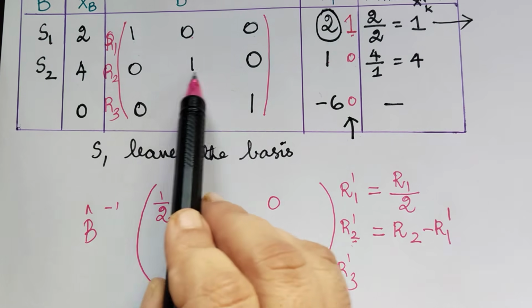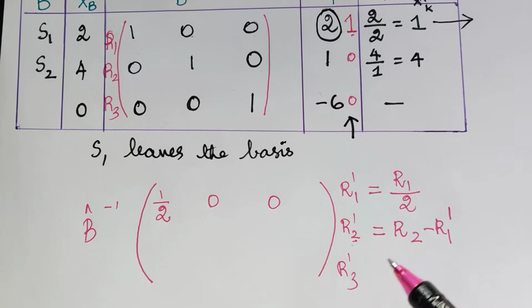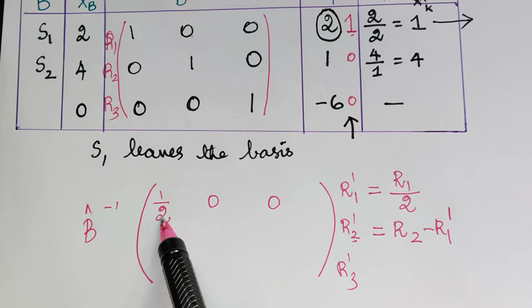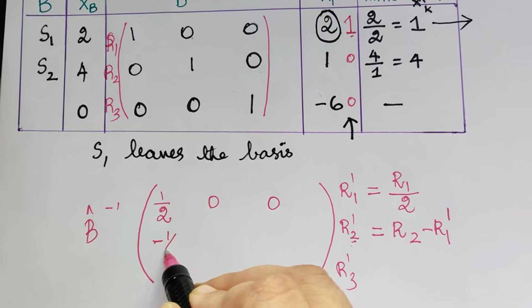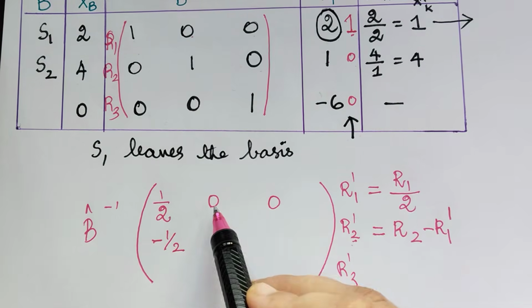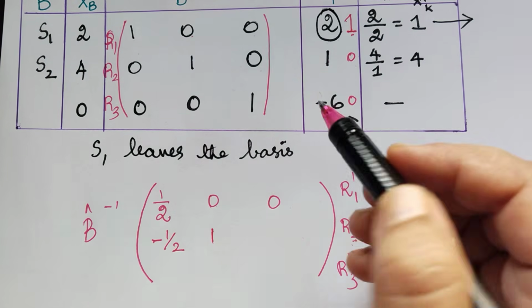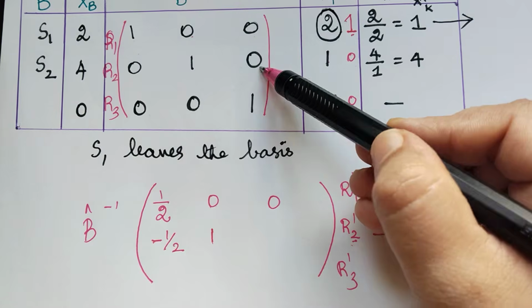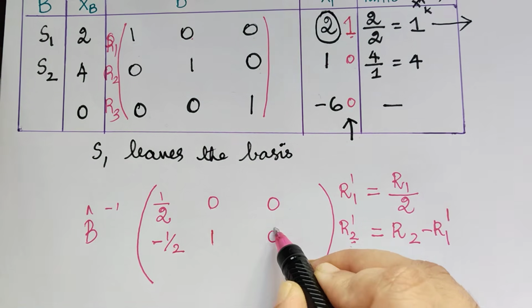So R2 minus R1 dash, when we do, we get this. We have to apply it to this row also. So R2 is 0, R1 dash is 1 by 2, so it will be minus 1 by 2. Then 1 minus 0 will be 1. And then here we have 0, so 0 minus 0 is 0 only.